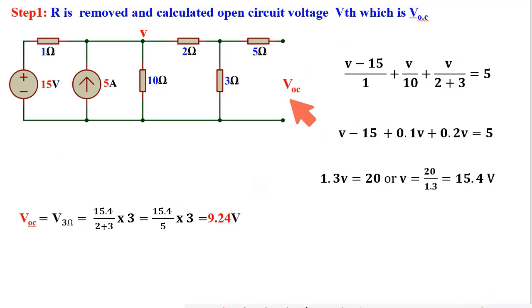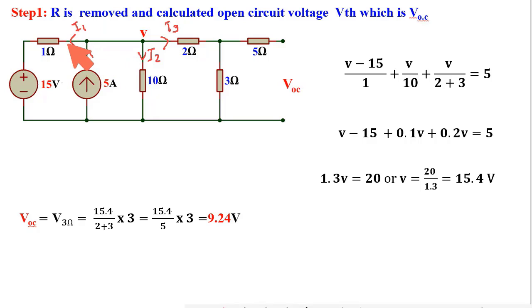To get the value of open circuit voltage, I am using nodal analysis. Say at this node potential is V. This point and this point are the same. So using KCL at this node, this is the inlet current, 5 ampere. This current has been divided into 3 paths. One is this one, say this is I1. Another one is this one, say this is I2. Another one is this one, say this is I3. So this 5 ampere is the summation of I1, I2 and I3.